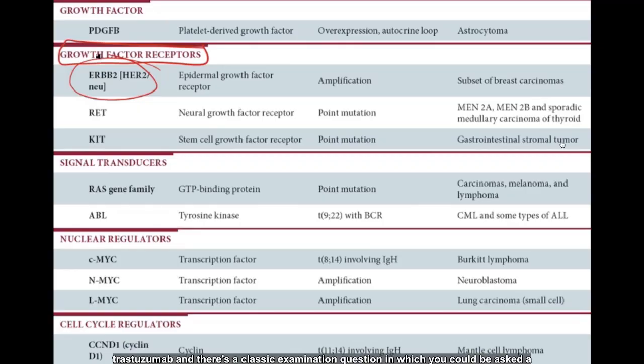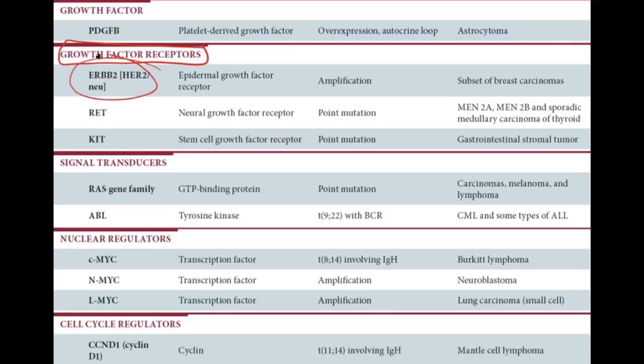And there's a classic examination question. Trastuzumab? I'm gonna write that down. In which you could be asked, a patient, I don't know, we can make up a question that's sort of along the same principles. Patient comes to you having read, a patient with a history of breast cancer comes to you having read an article in the newspaper in which she sees that there is a new treatment for breast cancer that is a designer antibody against a growth factor receptor.